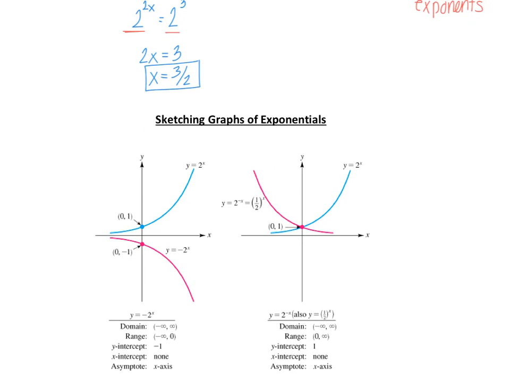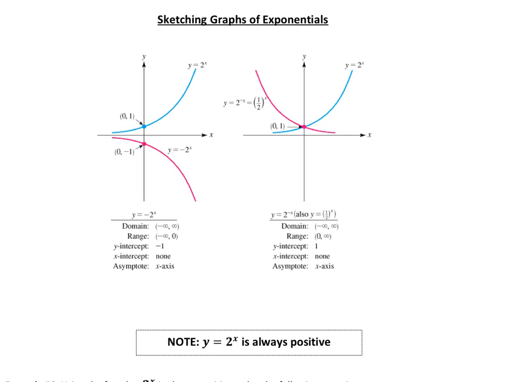Moving on to sketching. So, sketching of exponentials, as always, I'm a big fan of XY tables, but there are some interesting facts that we want to look at besides just the XY table. For example, when you look here, notice y equals 2^x, this curve right here, is always going to be positive. Always, always, always. Note on the bottom, y equals 2^x is always positive.